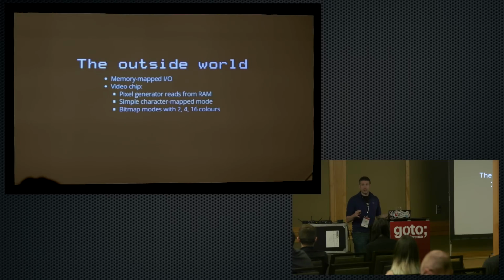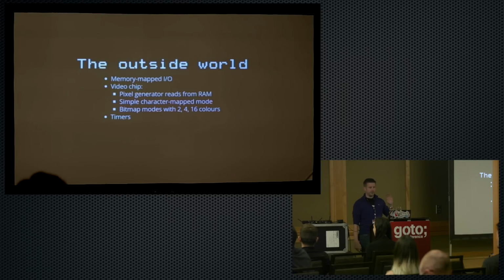As I say, some registers allowed you to configure how the video processor worked, and it could do something as simple as read the byte from memory and generate 8 pixels from a little table. The video chip had its own ROM and its own set of characters, so you could have a character map mode where it would literally interpret the byte as an ASCII byte and write it to the screen as that picture. Or you could put it into a bitmap mode where you had a high or low resolution 2, 4, or 16 color mode.